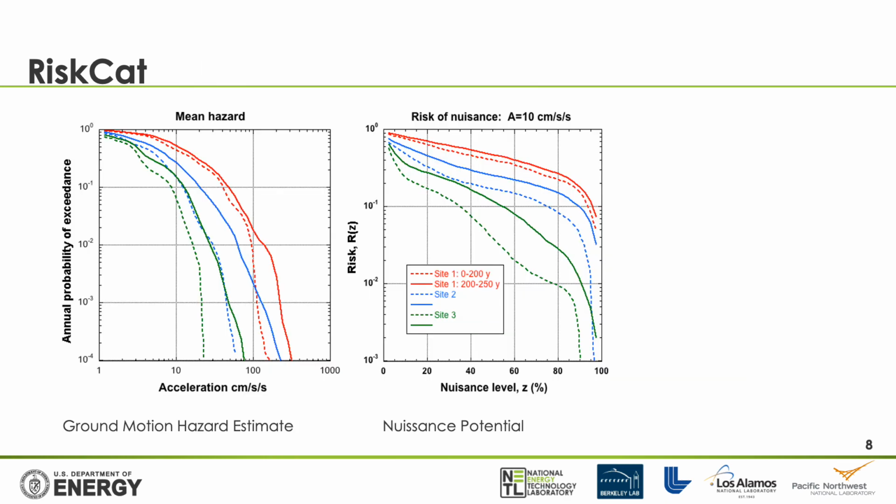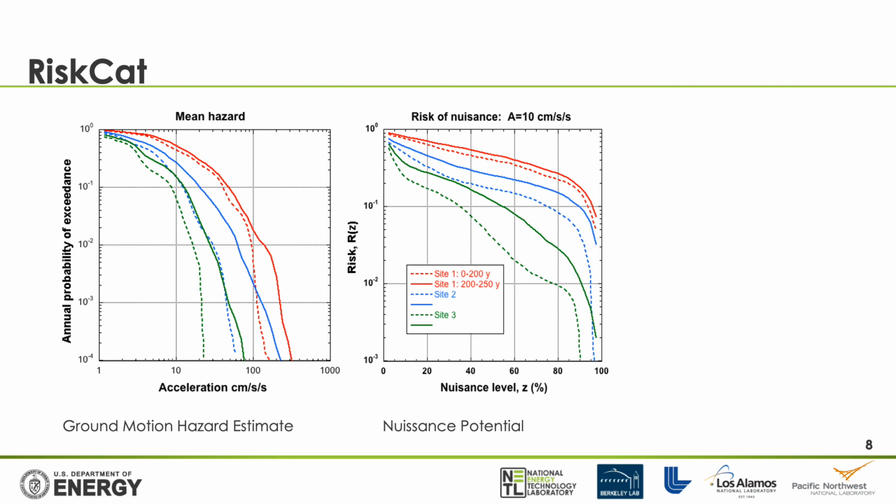To see what this looks like for an individual site, this is a synthetic calculation, but you can see that we've computed mean hazard, which is given as the annual probability of exceeding a certain ground motion acceleration. The red, yellow, green, and blue lines here represent different sites, different distances away from a certain carbon storage system. You can see we have a background hazard in the dashed line, and then an enhanced hazard that may be associated with induced events at the site.